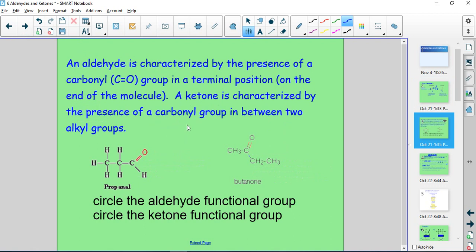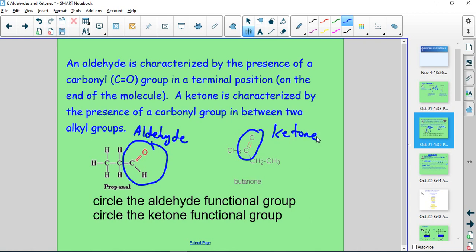Okay, so here, it's just asking us to circle the aldehyde functional group and circle the ketone functional group. So again, the aldehyde functional group is found when you have a terminal carbonyl. So at the very end, there is this carbonyl that makes it an aldehyde. So that's your aldehyde. And your ketone, non-terminal between two carbons, found right here. That is your ketone.